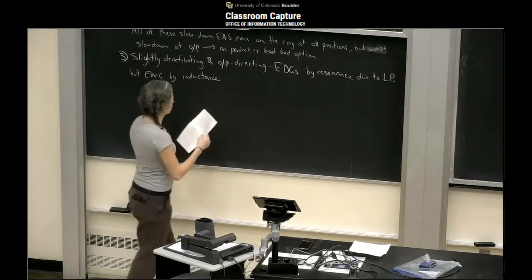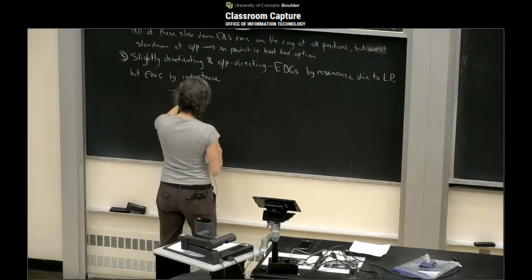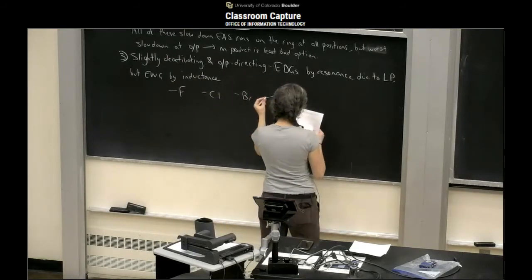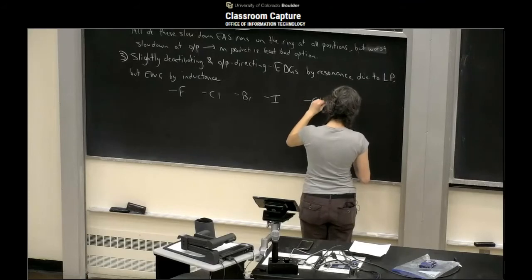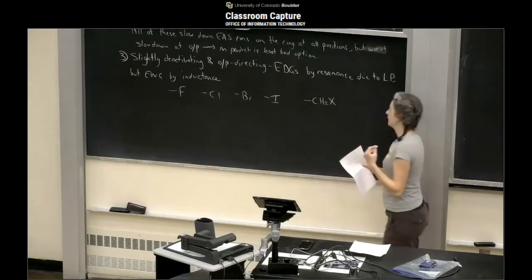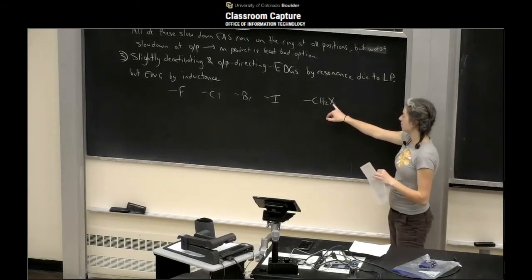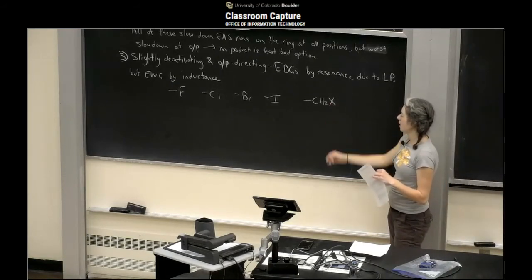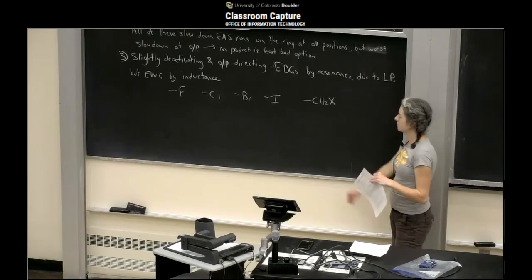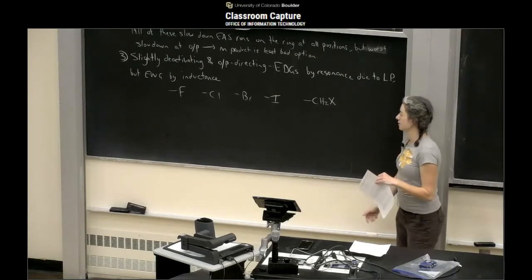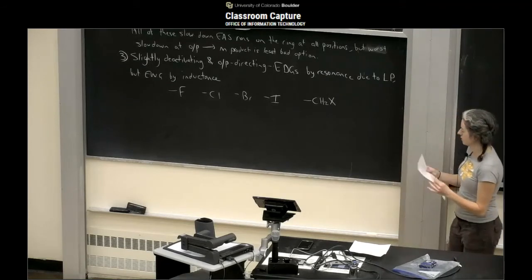Okay. So just the halogens here. And then also, as it turns out, halomethyl groups, like any sort of CH2Br, CH2I, turn out to be in this category where they're still ortho para directing, but they're still pulling a little bit of electron density out towards themselves.